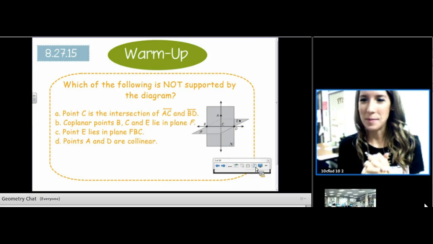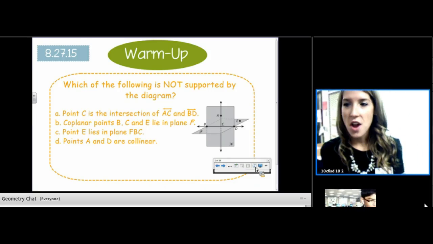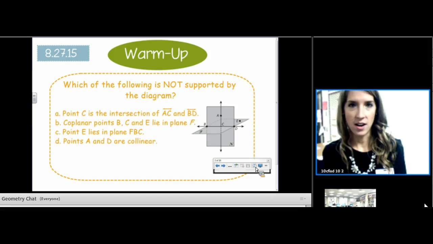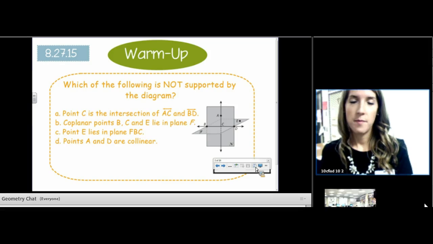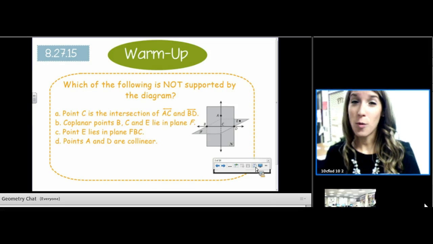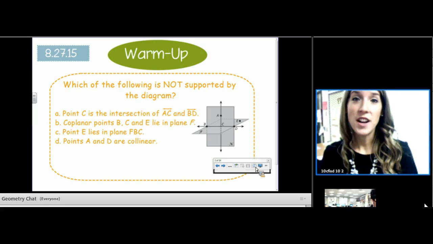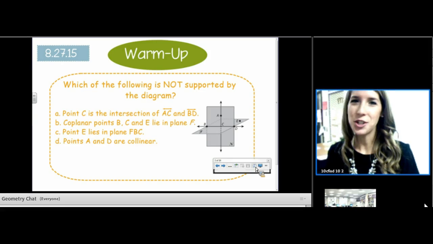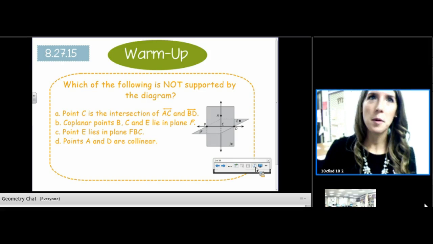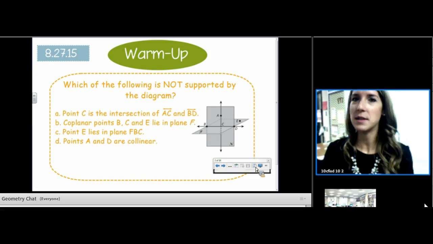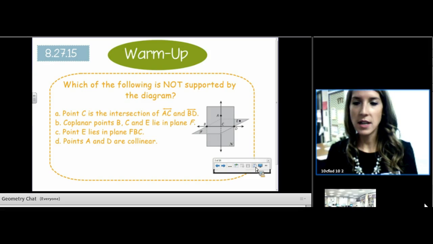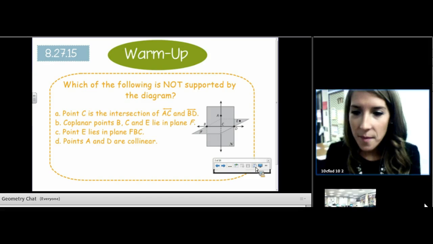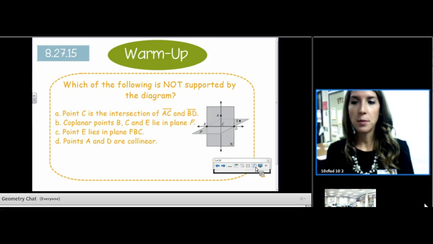So here's our warm-up today. Which of the following is not supported by the diagram? A lot of times our tests have questions that use the word not. So we need to be practicing with questions that have the word not and make sure that it doesn't trick us. Like, we knew the answer, but we accidentally chose the one that was true because we didn't see the word not. So we do need to be careful with those and make sure we read it really carefully.